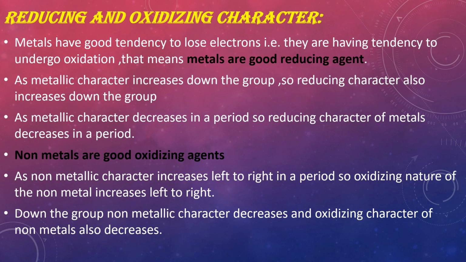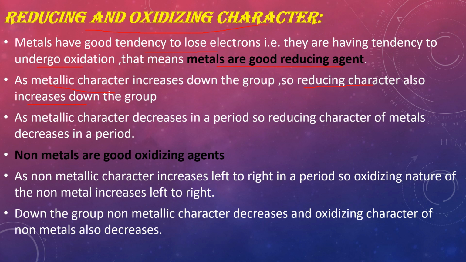Now the next is reducing and oxidizing character. Metals have a good tendency to lose electrons, and loss of electrons is called oxidation. So metals undergo oxidation. That means they are good reducing agents. Now, as we move down the group, metallic character increases. So reducing character also increases down the group. While when we move left to right, the metallic character decreases. So the reducing character of metals also decreases.